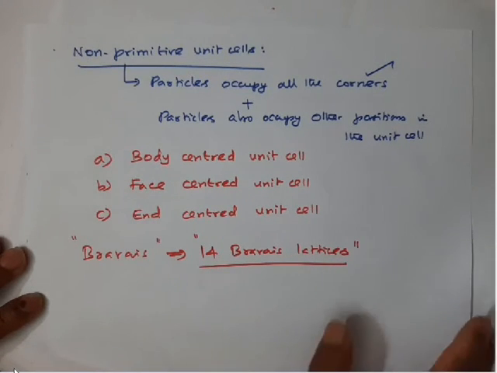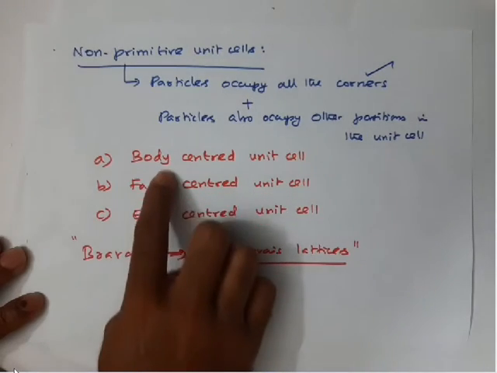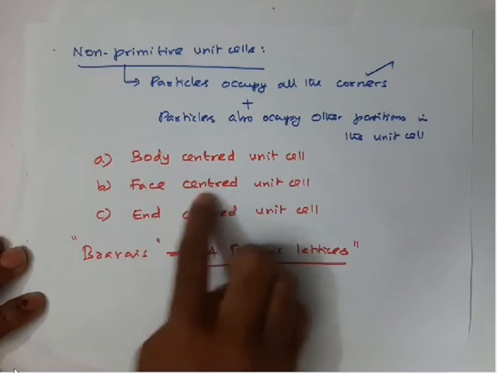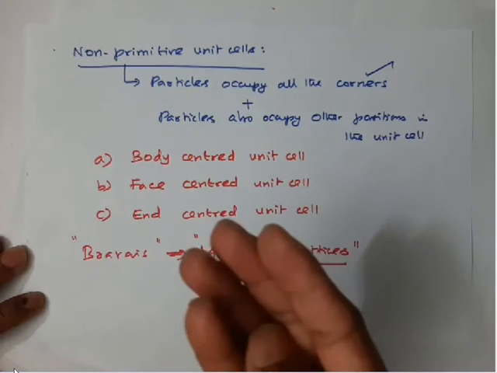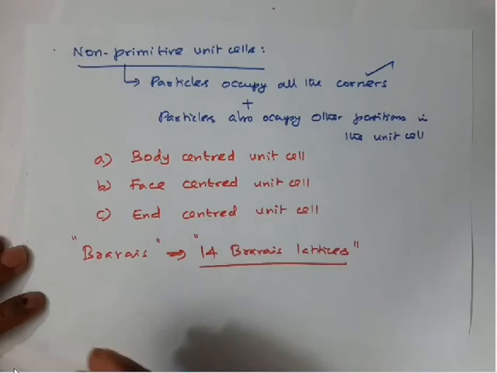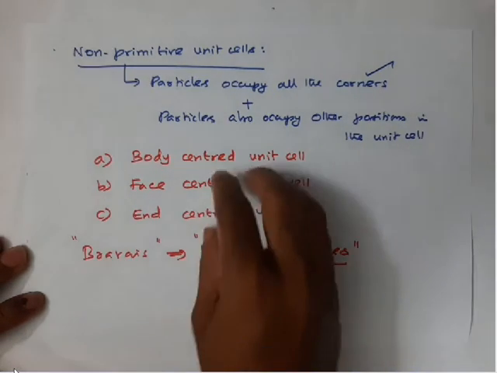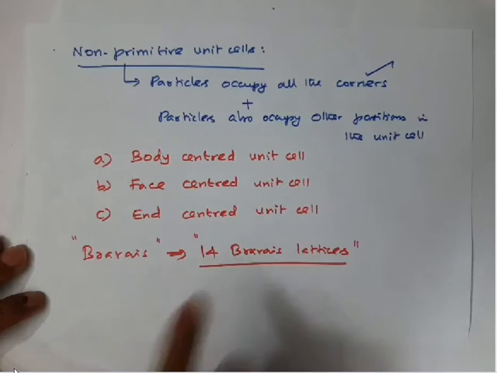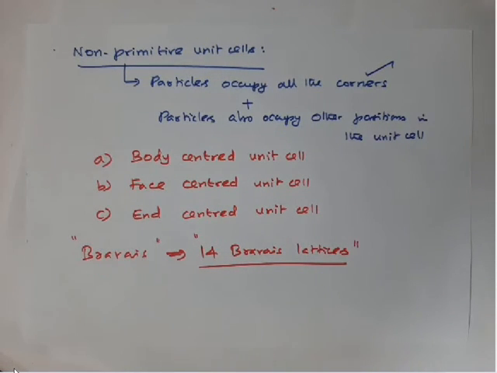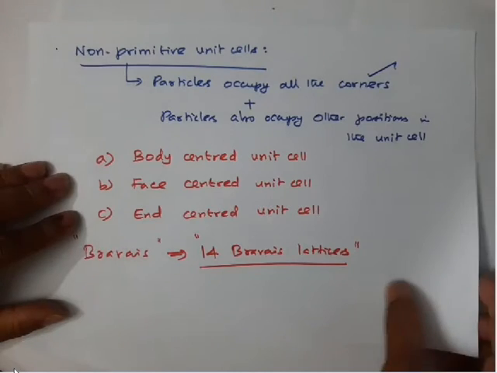Let me discuss that. Before that, I'll introduce what a non-primitive unit cell is. What is the meaning of body centered, face centered, and end centered? I'll give this information, then we'll discuss the Bravais lattices. So let me start.